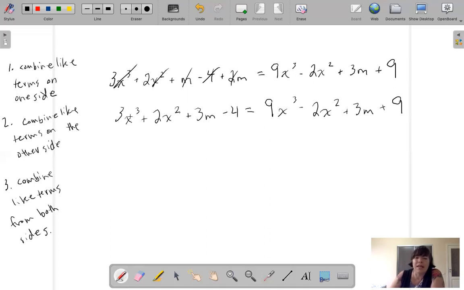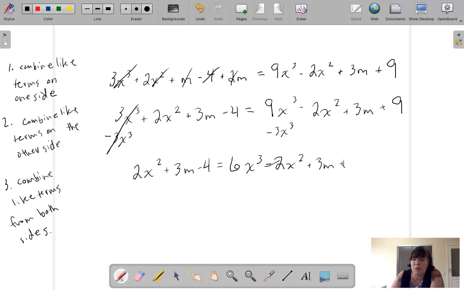So I've got 3x cubed. If I have 3x cubed and I want 0, what do I do? Subtract 3x cubed. But if I do it to this side, I have to do it to this side. So now I've got 2x squared plus 3m minus 4 equals 6x cubed minus 2x squared plus 3m plus 9.